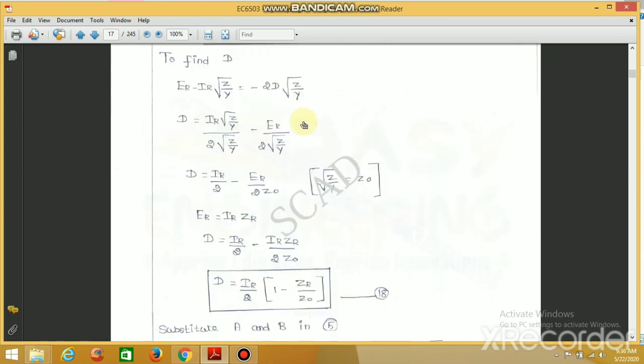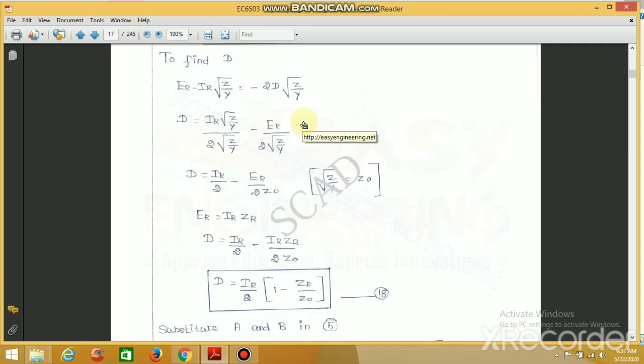And D is equal to IR by 2 (1 minus ZR by Z0). So remembering this A, B, C, D is very easy. For A and B, you have to place ER by 2 before the braces, and you will be getting (1 plus Z0 by ZR) and (1 minus Z0 by ZR).